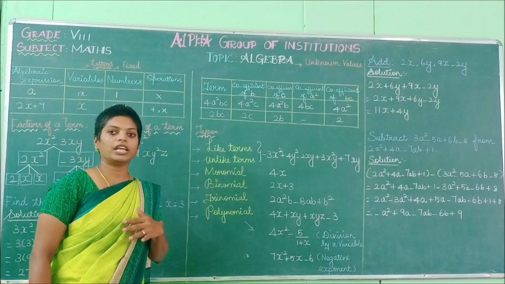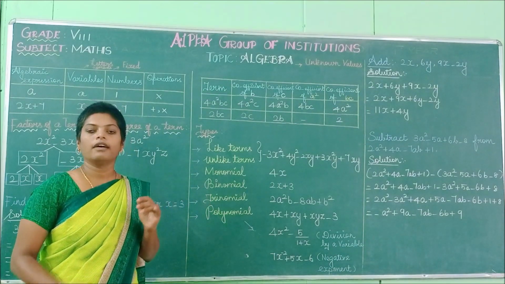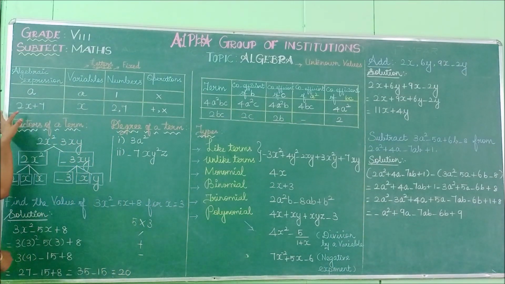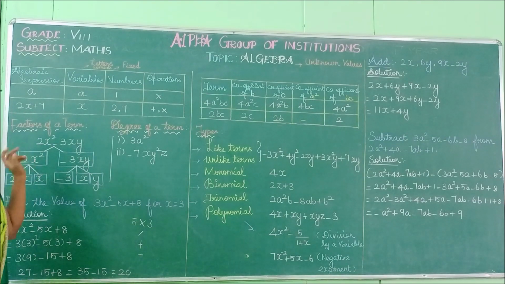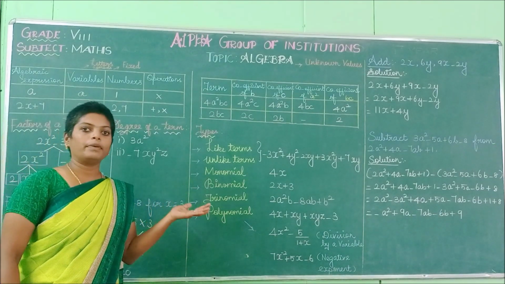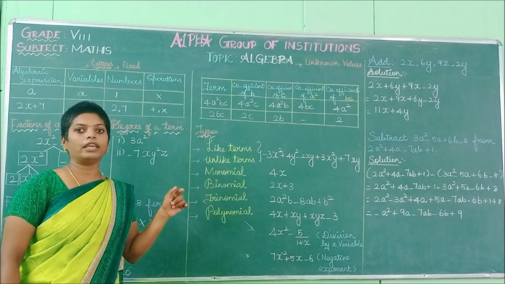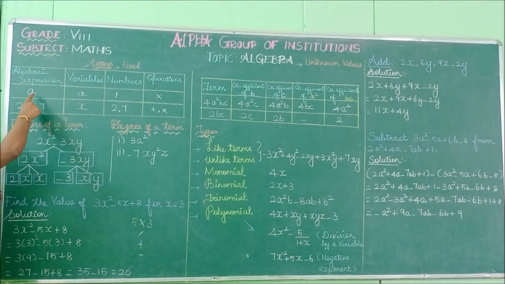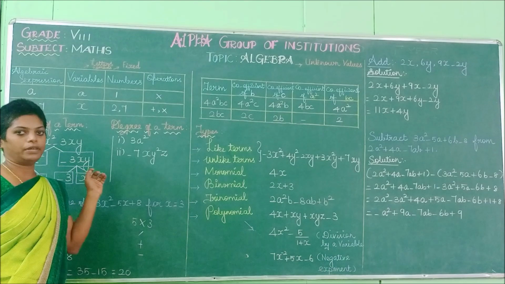So an expression can also consist of variables. Listen here. Here the variable present is 2x, and the operation also present is plus 7. This is one example. An expression can also have a variable but without any operation. Okay, these are the examples of expression.